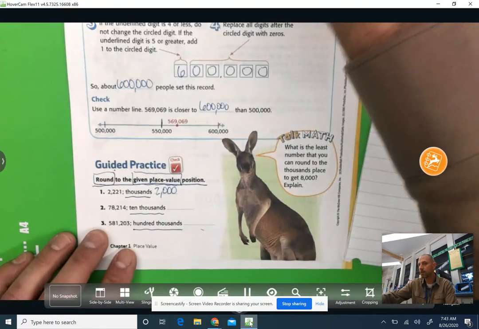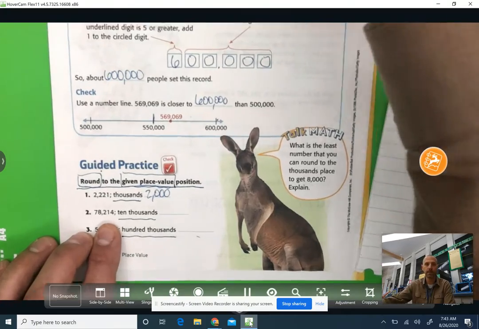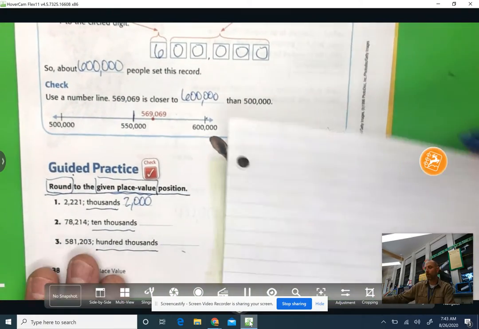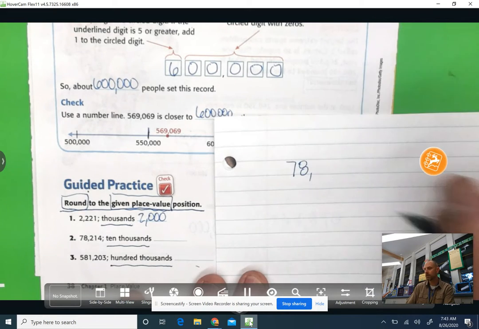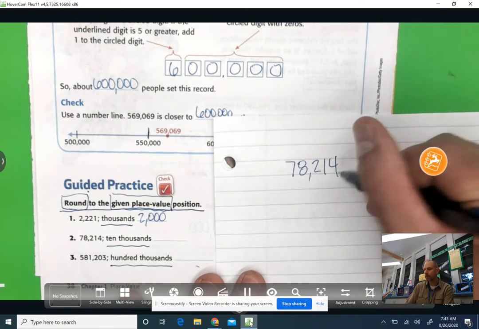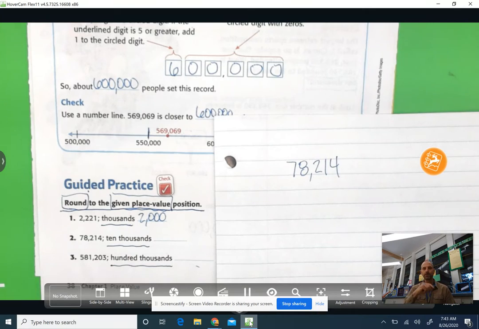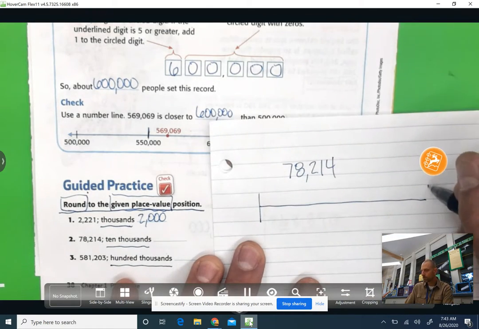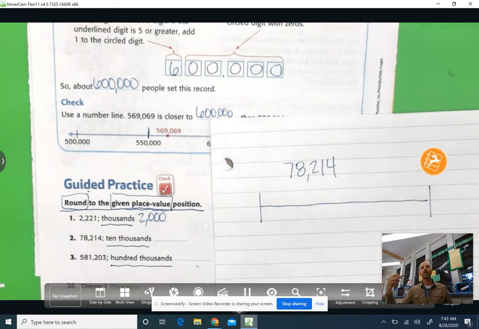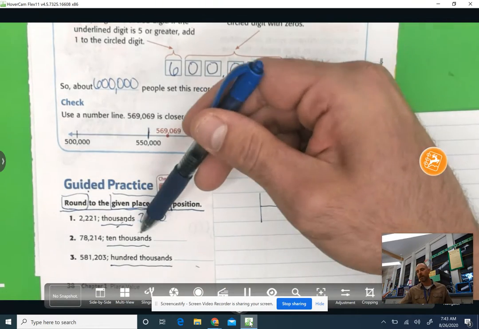78,214 to the nearest 10,000s place. So let's write our number down. 78,214. Make a number line. The given place value position is the 10,000s.